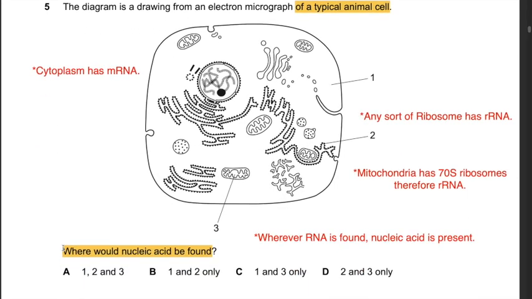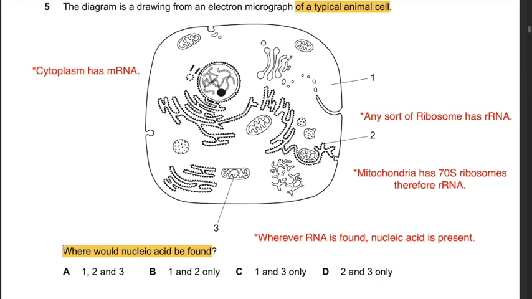Question 5. The diagram is a drawing from an electron micrograph of a typical animal cell. Where would nucleic acid be found? 1 is the cytoplasm, 2 is the ribosome, 3 is the mitochondrion. Now wherever RNA is found, nucleic acid is present, and cytoplasm will have nucleic acid in the form of mRNA.